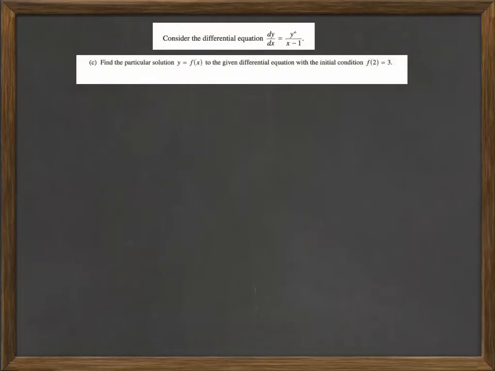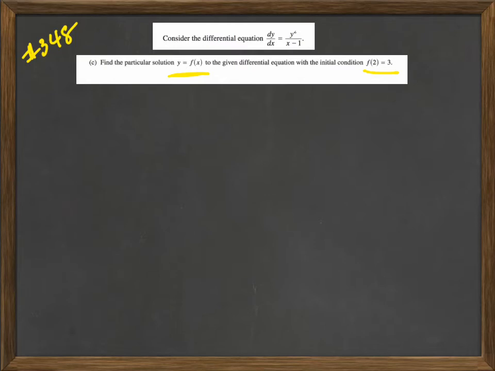On to part C of FRQ number 348. This is where they want you to find the particular solution in terms of y with the initial condition (2, 3). All right, so let's see what this ends up being.